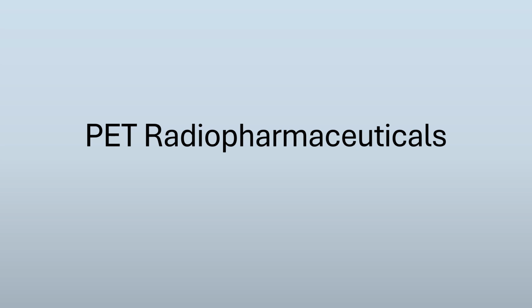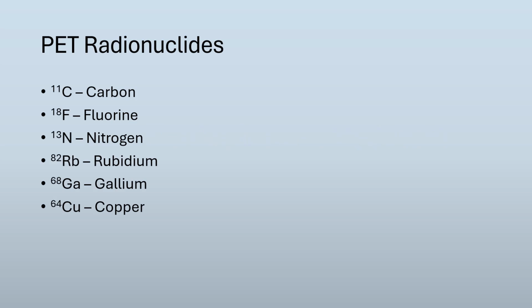Now to talk about specific PET radiopharmaceuticals, there are several. So carbon 11, F18 fluorine, nitrogen 13, rubidium 82, gallium 68, and copper 64 are the most commonly used PET radionuclides. There are several that are in clinical trials and in development, but these are the ones that are most commonly used and that are FDA approved. Now within that you have several different radiopharmaceuticals.